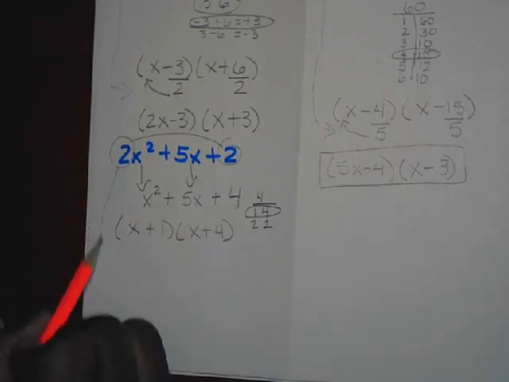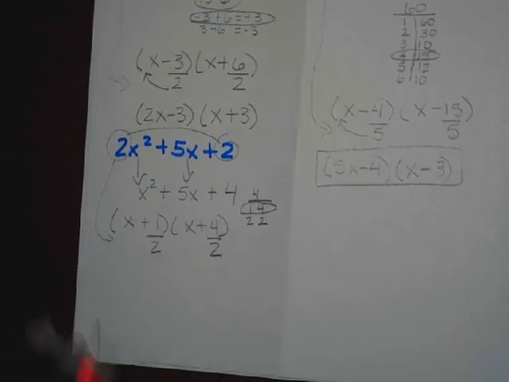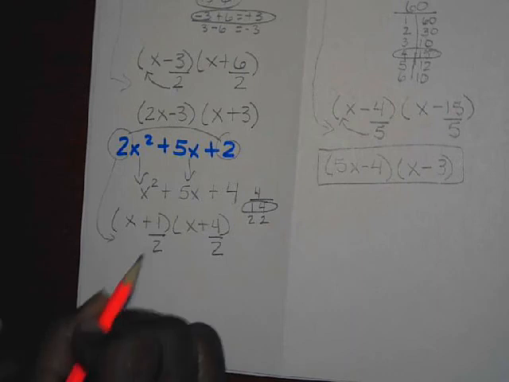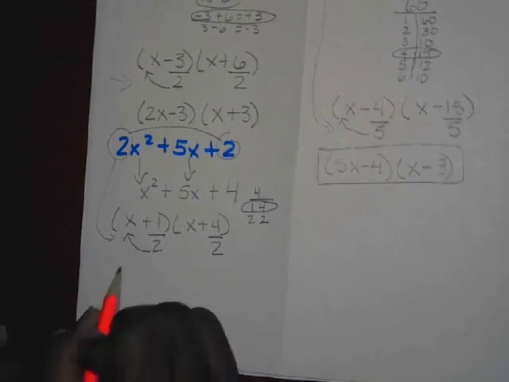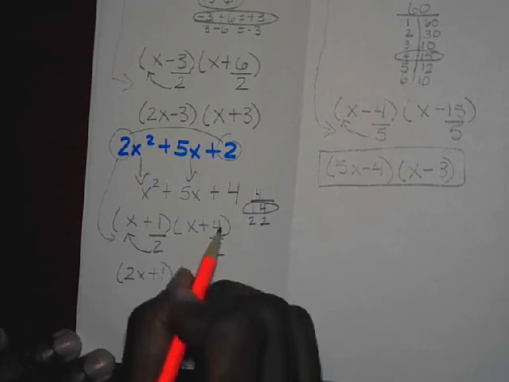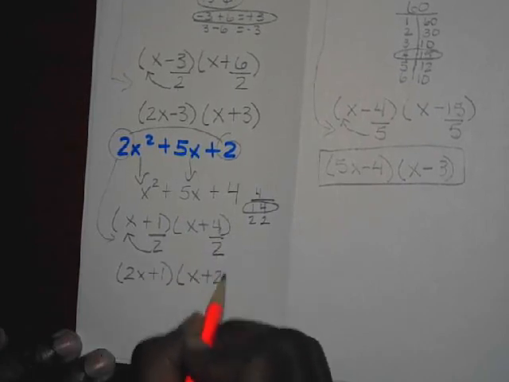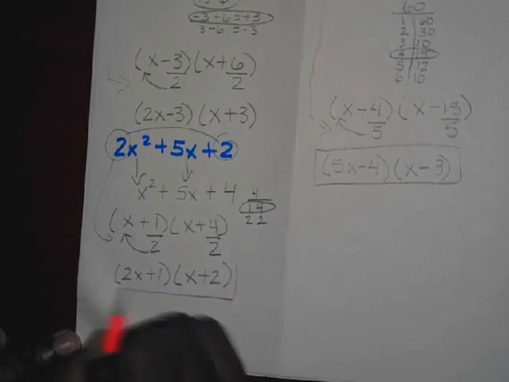Slide this 2 on down. Divide by 2, divide by 2. This won't simplify, so it slides to the front. 2x plus 1. This will simplify to x plus 2. There's my answer.